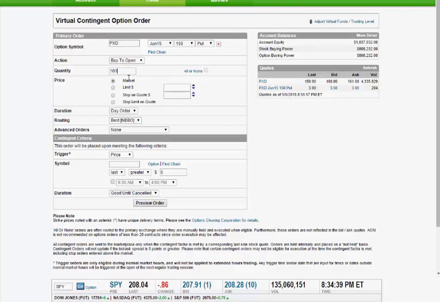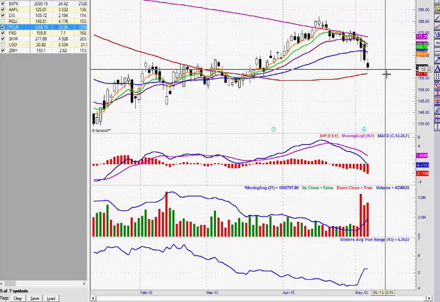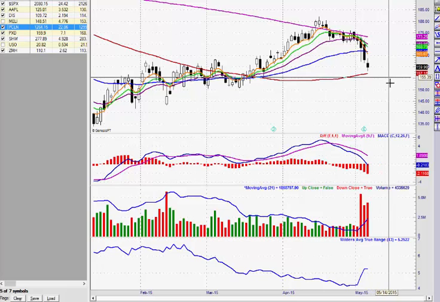So we want to buy to open 10 contracts at market, and our price would be on PXD last below there's your 100 moving average, but I think we'd want a little below it. I'd say here about 155.39. What do you guys think?